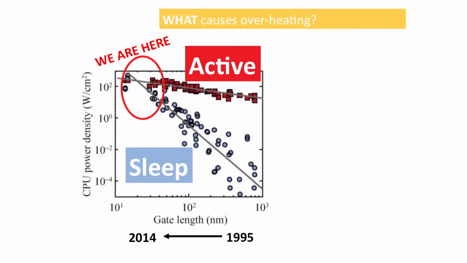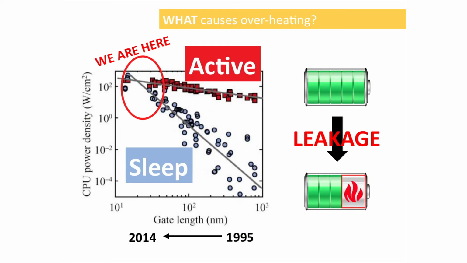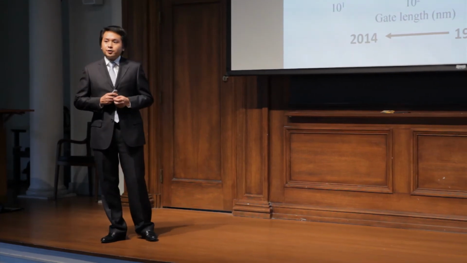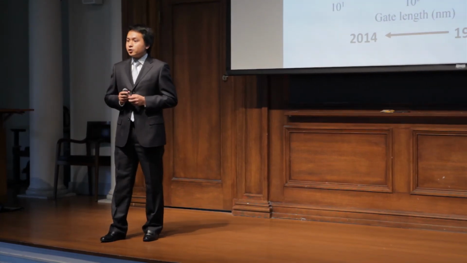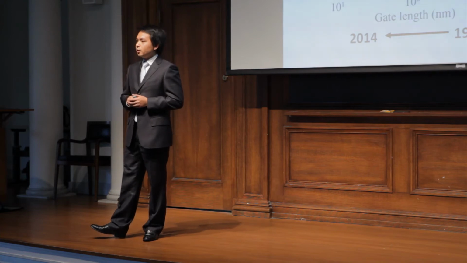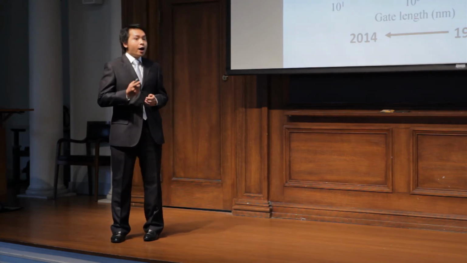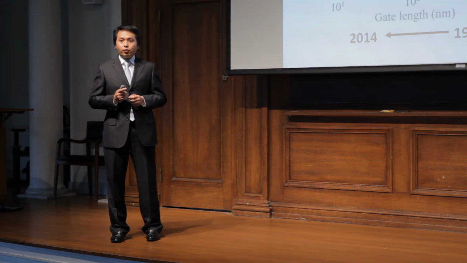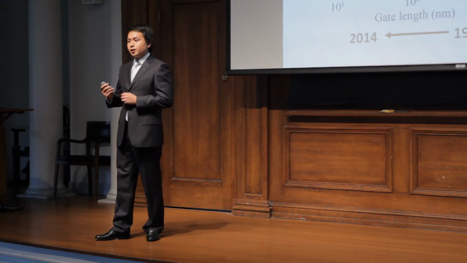Ideally, in the sleep state, the MOSFET should generate no heat at all, like 20 years ago when the MOSFET was 100 times larger. But in fact, now it generates just as much heat as in the active state. So the leakage current is one of the major causes of overheating. It wastes almost half of your battery power and transforms it into heat.